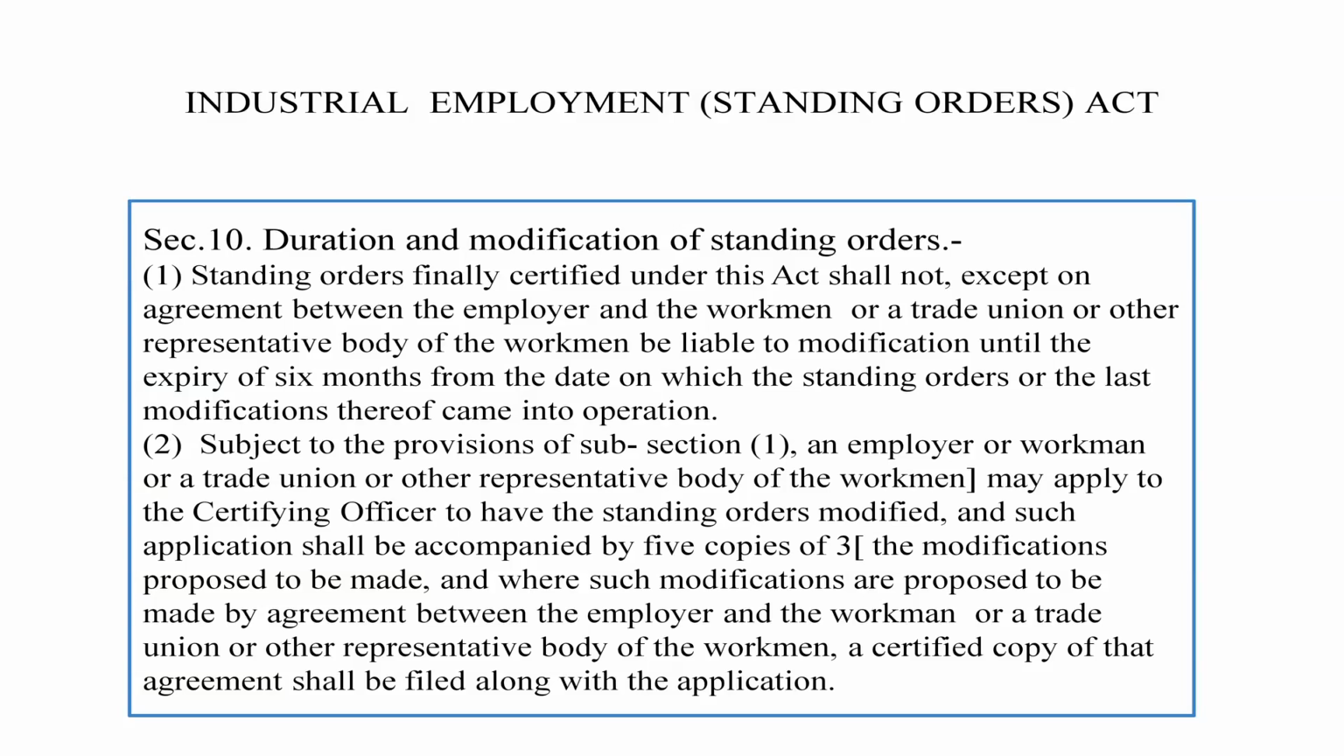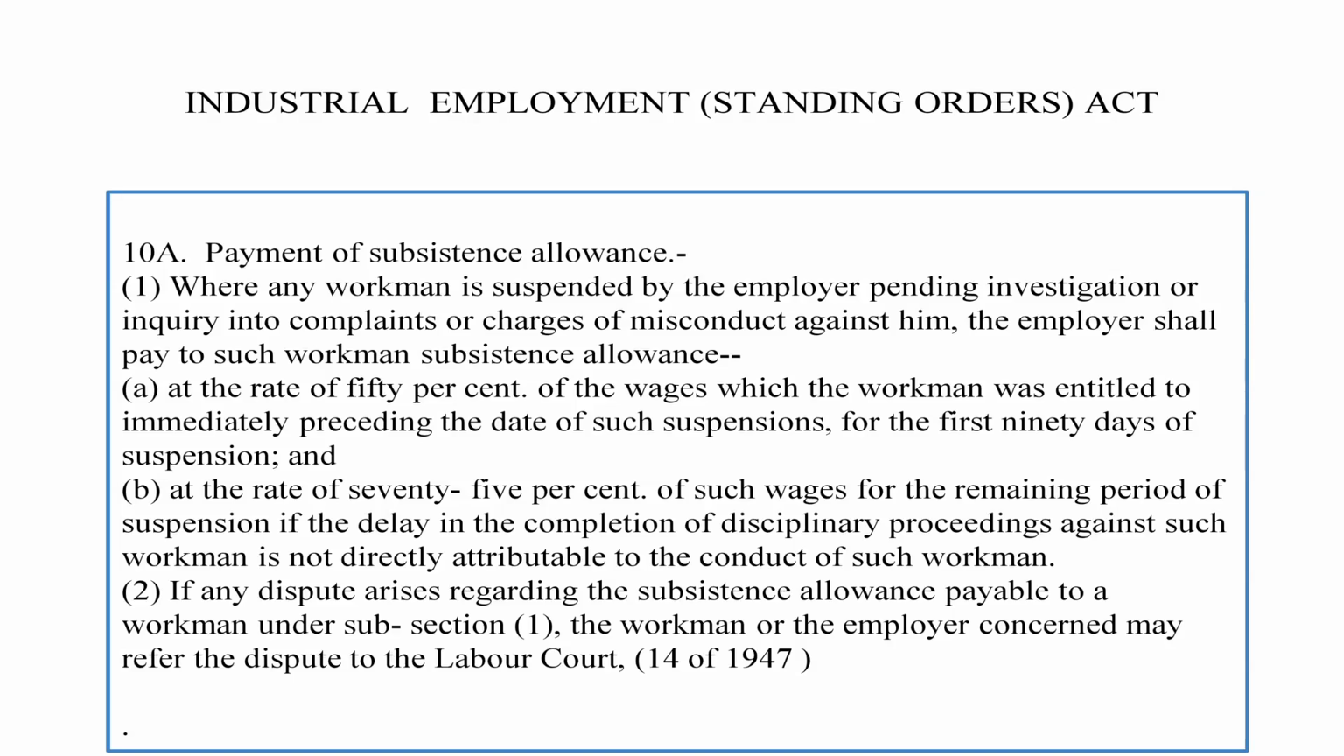So, duration and modification of standing orders. Unless there is an application for modification, the certified standing orders shall be valid all through. In case one of the parties or both the parties want to modify the standing orders, then they have to follow the same process of law. In the sense, they have to make 5 sets of the proposed amendment and submit to the certifying officer, have deliberations before him and go for certification, and if the certifying officer approves it, then the modification automatically takes effect.